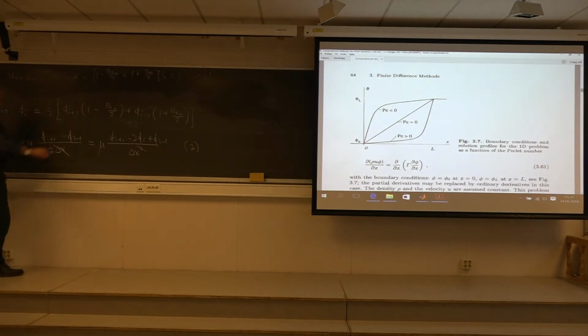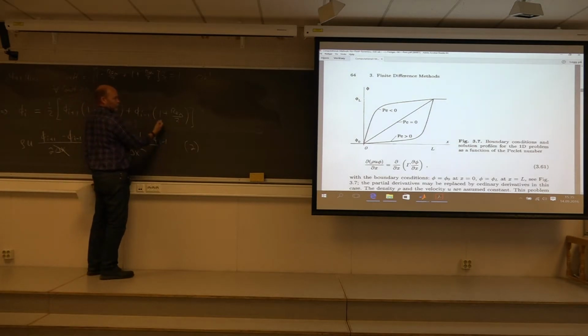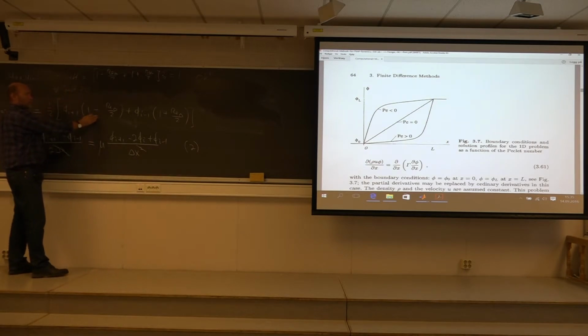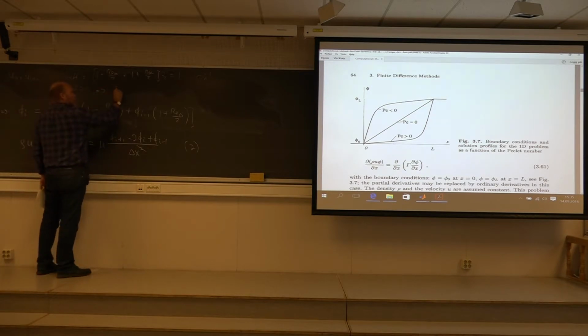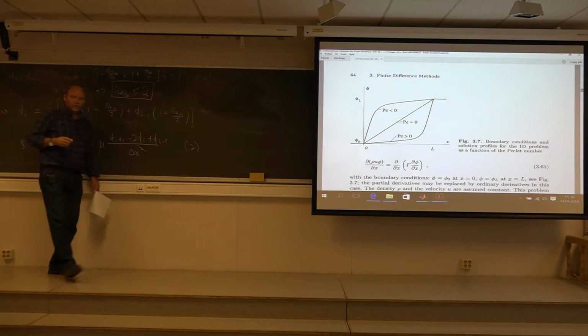The next demand is that all coefficients must be positive. Of course, the cell Reynolds number itself is a positive thing. Hence, the last coefficient here, 1 plus positive, is always positive. The problem will be this coefficient here. So this demand means that this cell Reynolds number has to be smaller or equal to 2. This is a criterion for obtaining a solution.